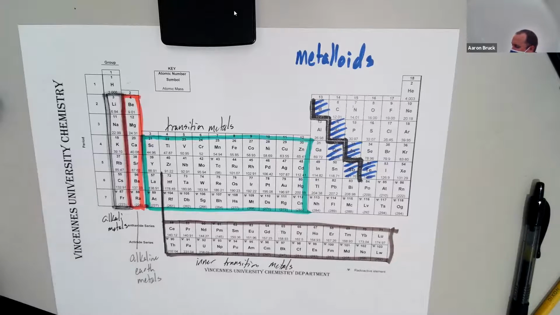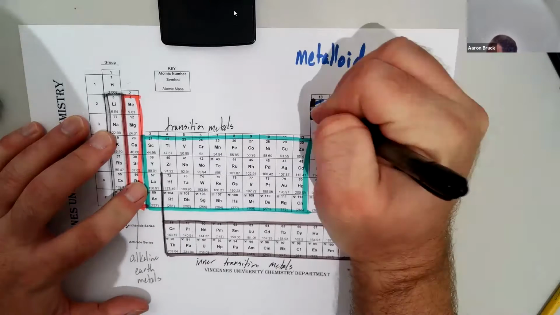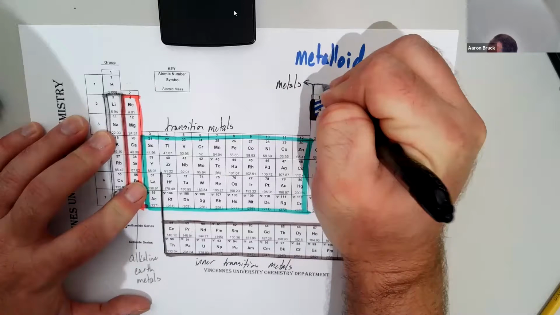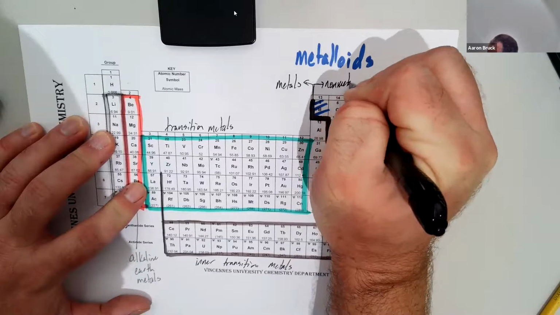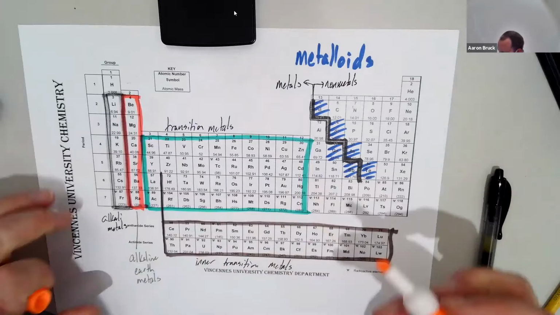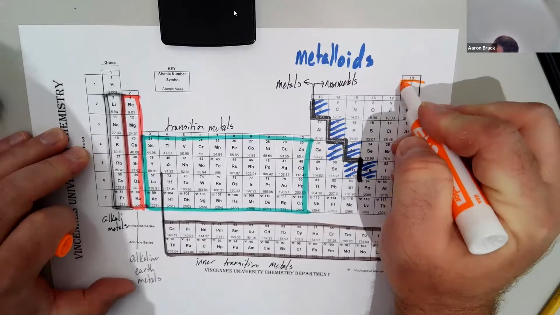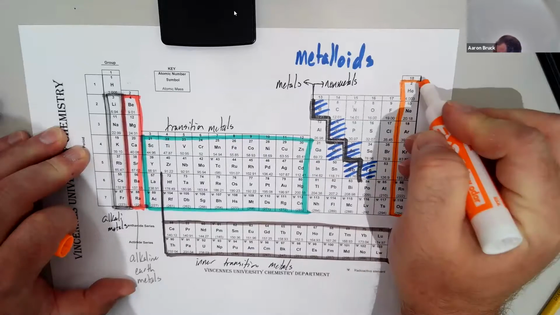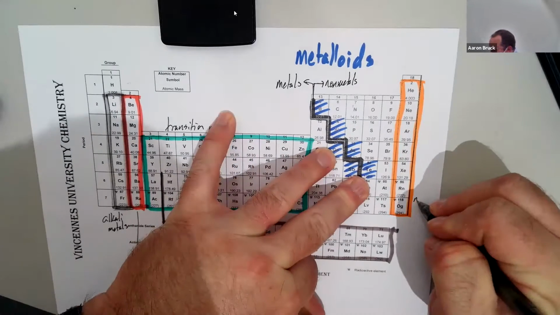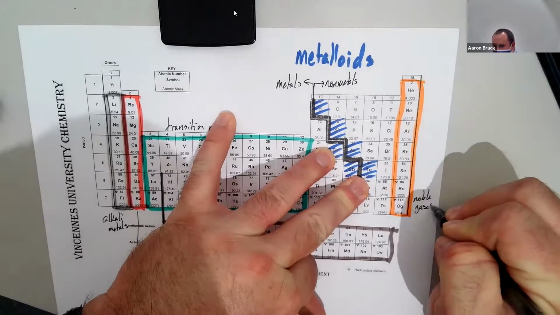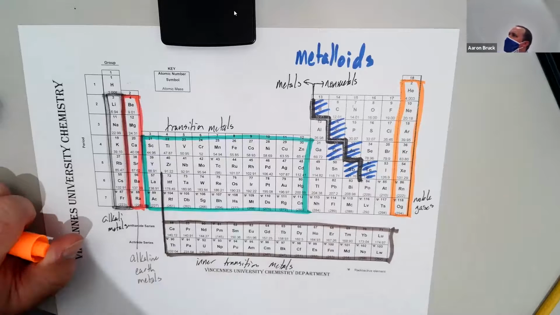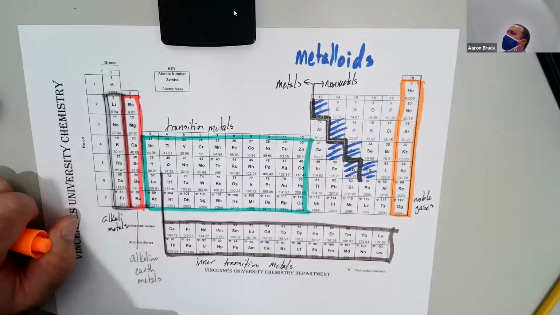On the non-metal side of the coin, so again, on this side of the line, we have our metals. On this side of the line, we have our non-metals. The far right group here, these are known as the noble gases. Noble gases are kind of the opposite of alkali metals, alkaline earth metals, halogens. They are completely unreactive.